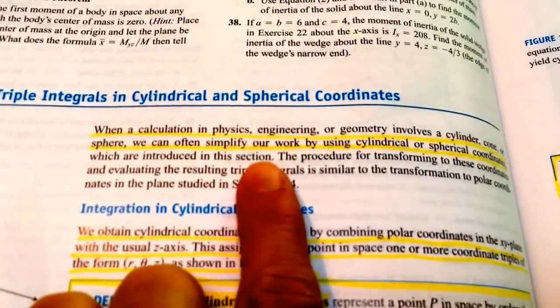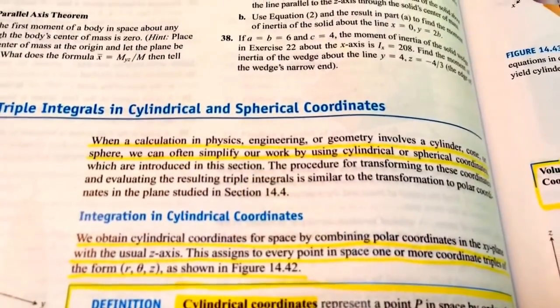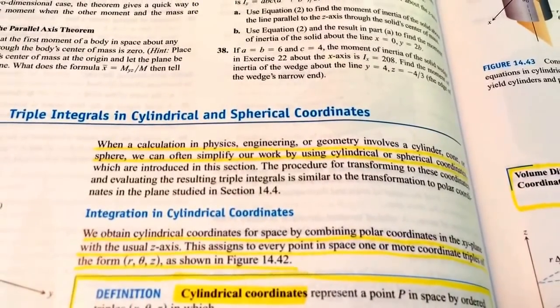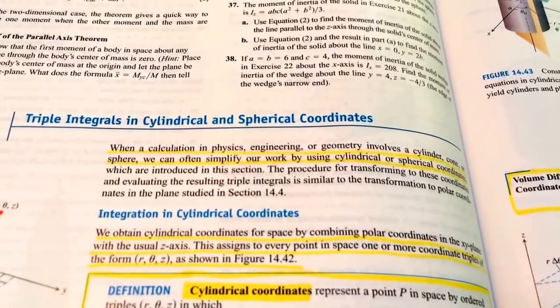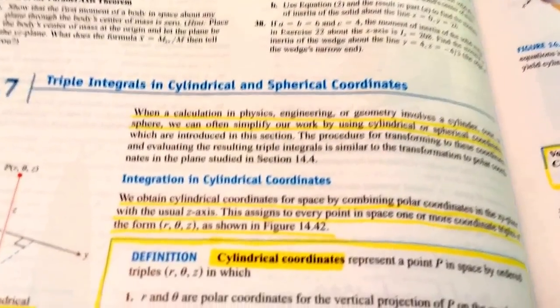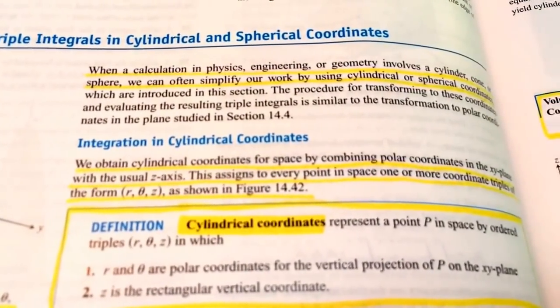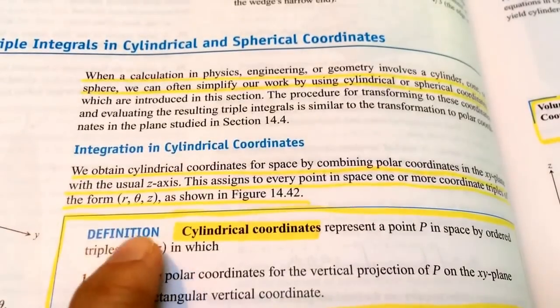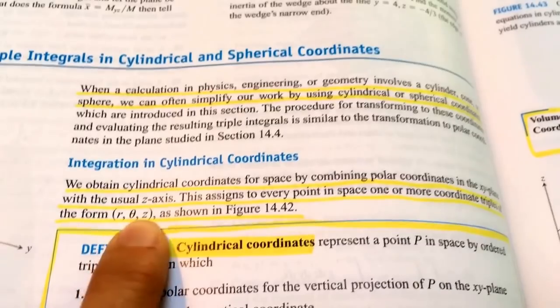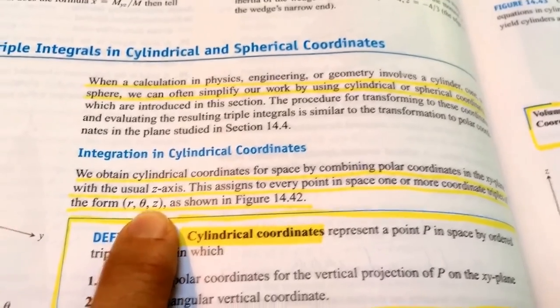Okay, so they talk in here about how whenever you're doing something with cylinders, cones, or spheres, cylindrical or spherical coordinates can make your life a lot easier, just like polar coordinates made your life a lot easier when the region was a circle. So for cylindrical coordinates, notice what you have. This is, again, the three-dimensional version of polar, so you still have the r and theta like polar, but you have this extra z component that you didn't have before.